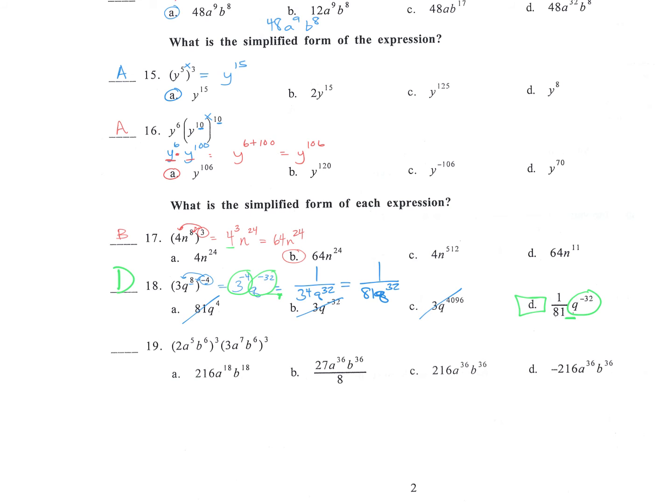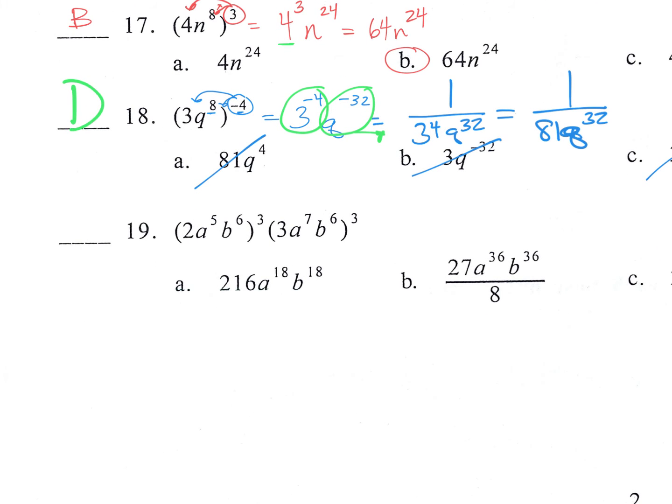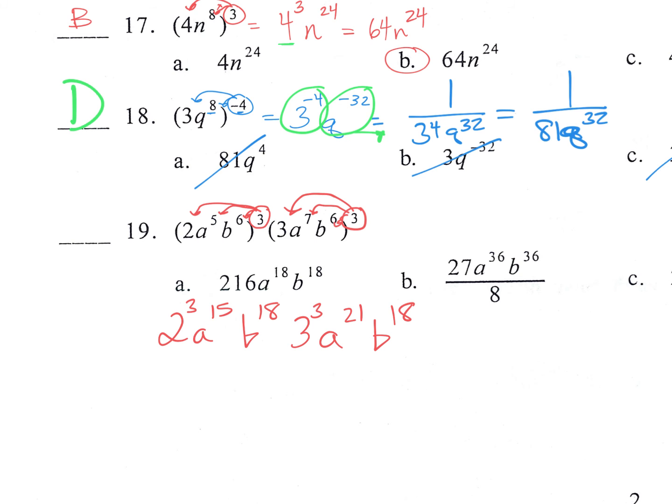All right, let's take a look at number 19. On number 19, we have 2 sets of parentheses. So let's start with the first one. We'll distribute this 3 to everything on the inside. I'll get 2 to the 3rd, a to the 5 times 3, or 15, b to the 6 times 3, or 18. Now I've got to do the same thing over here. This 3 is going to go to the 3, so 3 to the 3rd, a to the 7 times 3, or 21, and b to the 6 times 3, or 18.